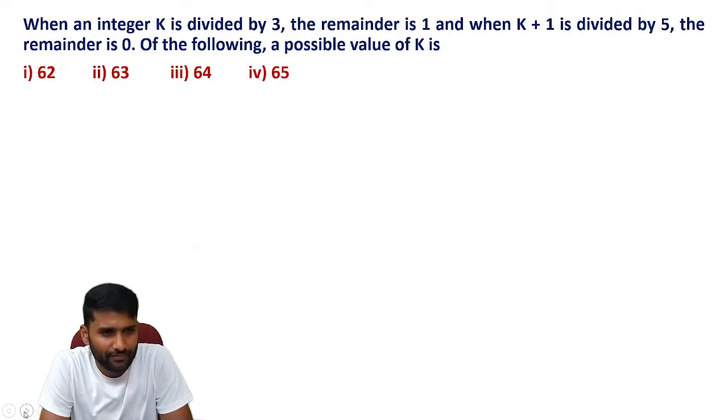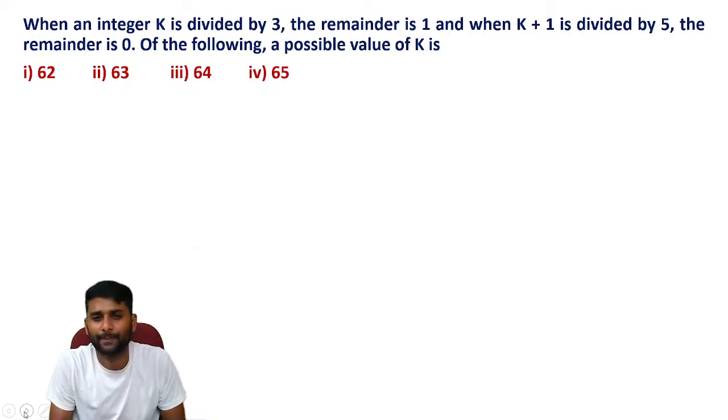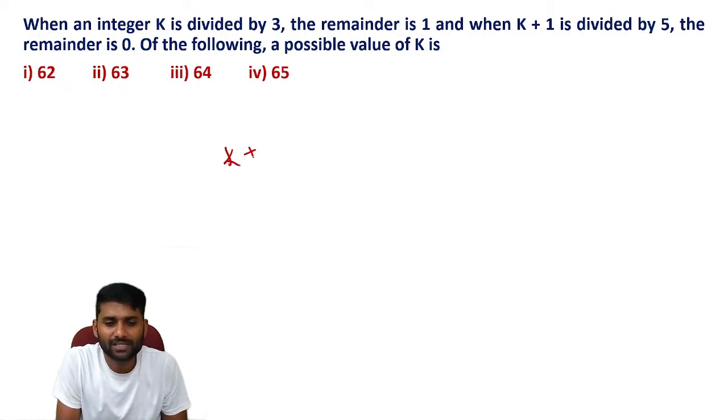See this question. When an integer k is divided by 3, the remainder is 1. When k plus 1 is divided by 5, the remainder is 0. Which of the following is a possible value of k? See, k plus 1 is divided by 5, so if you go through the options, it is only possible if k plus 1 is equal to 65.